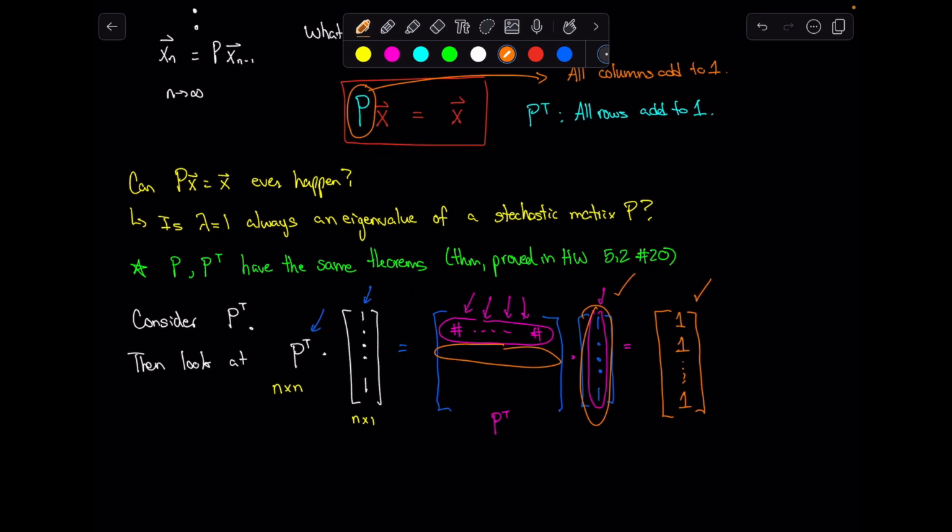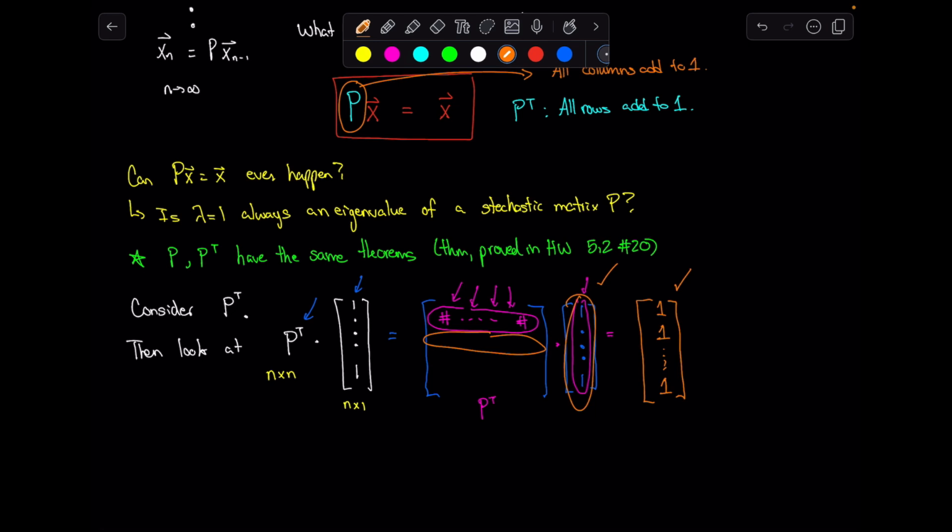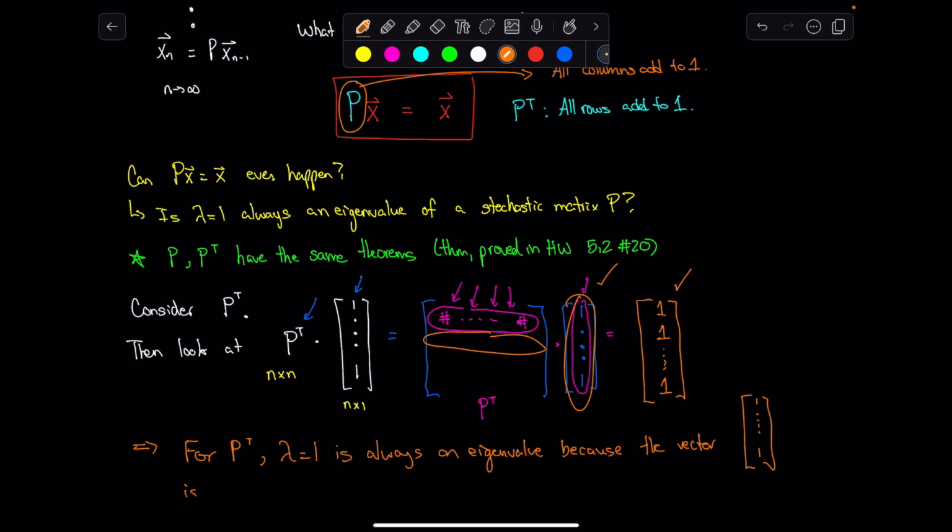And so what we've just done is, this implies that for the transpose of a stochastic matrix, lambda equals 1 is always an eigenvalue, because the vector that I just pulled out of thin air, 1, dot, dot, dot, 1, is always an eigenvector.